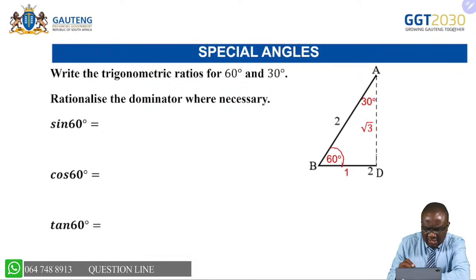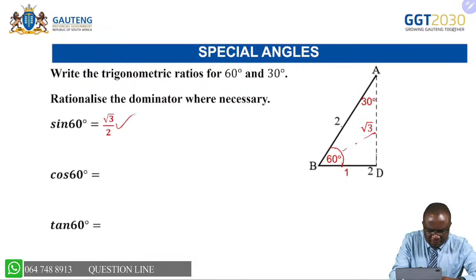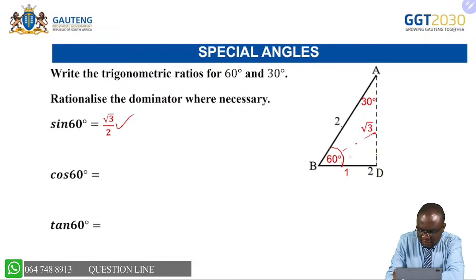Right now, sine 60 is opposite over hypotenuse. Opposite this side, hypotenuse 2. So it's going to be root 3 over 2. Mark that. And then cos 60, adjacent over hypotenuse. So it's going to be 1 over 2. Do you see that? Okay, right.